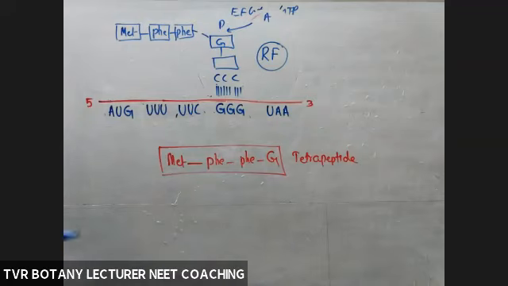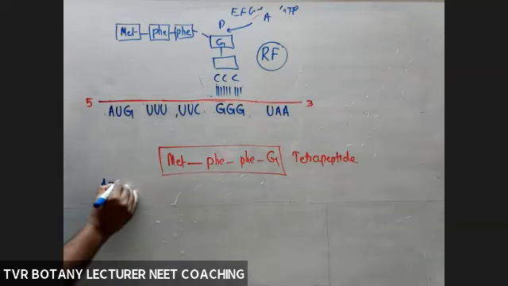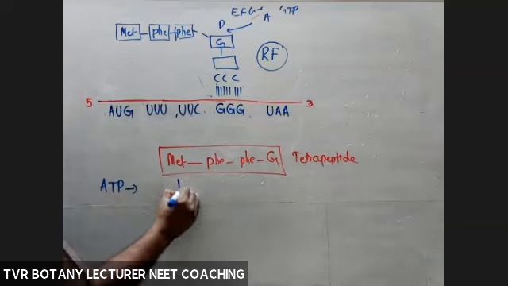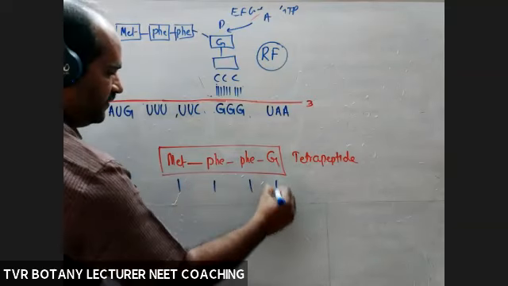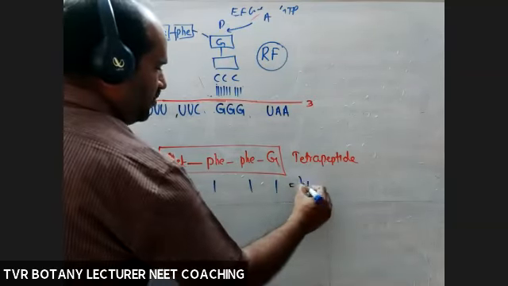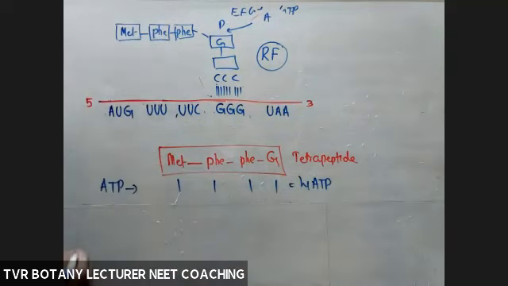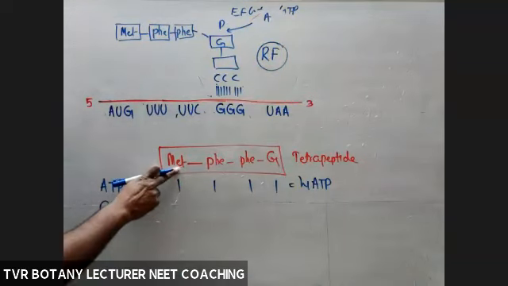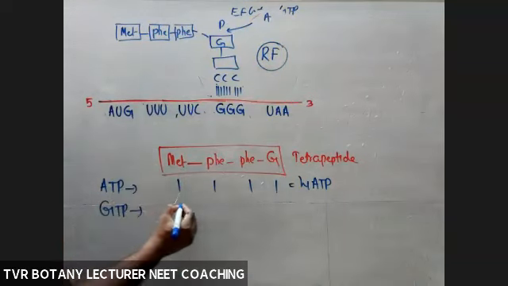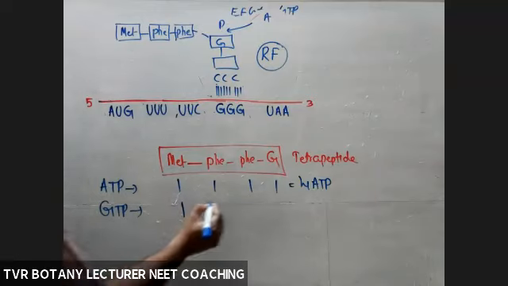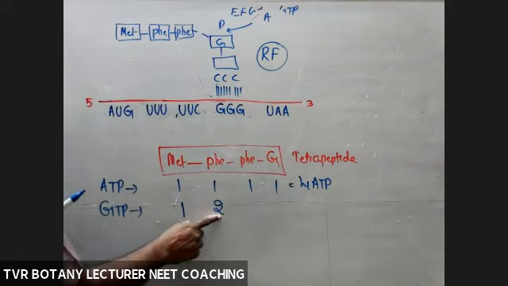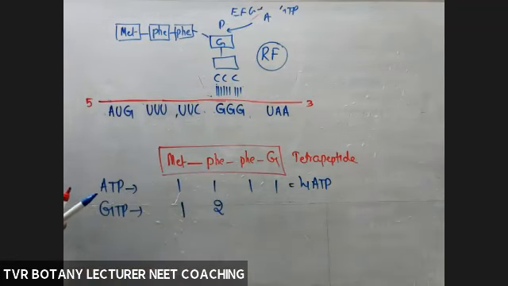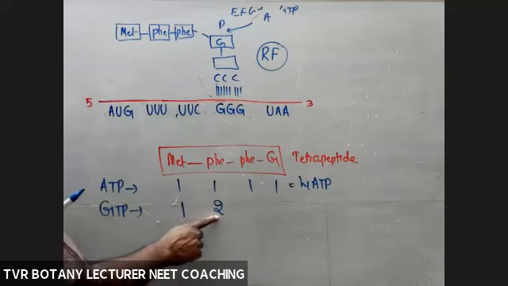So at the time of translation and activation of amino acids, what about the number of ATP molecules consumed? 1 ATP, 1 ATP, 1 ATP, 1 ATP. So how many ATP molecules? 4 ATP consumed. Next, GTP molecules. What about the first amino acid tRNA going directly into the P site? It means only one GTP. This one, 2 GTP molecules. Reason? For its entry into the A site, 1 GTP molecule. Shifting of that one from the A to the P site, a second GTP molecule.